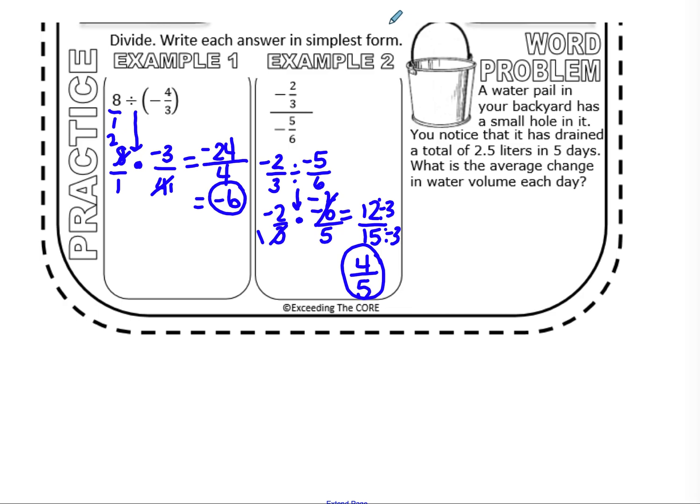All right, it does say up here, write your answer in simplest form. I didn't read that direction to you, but that should be a given anytime you're working with fractions. Your answer needs to be fully simplified.